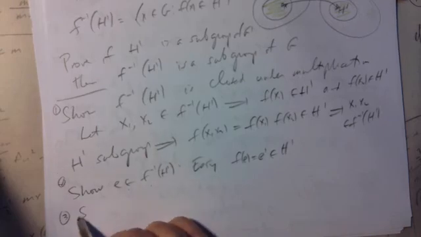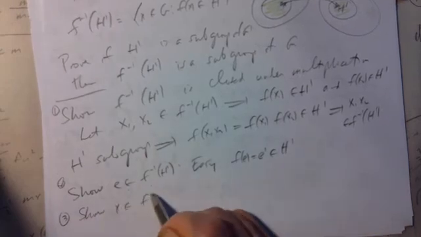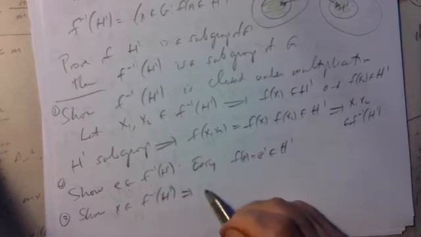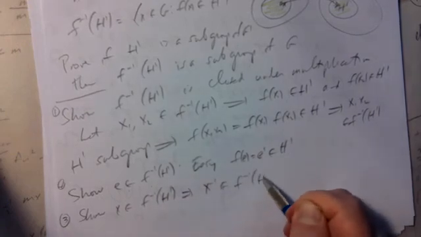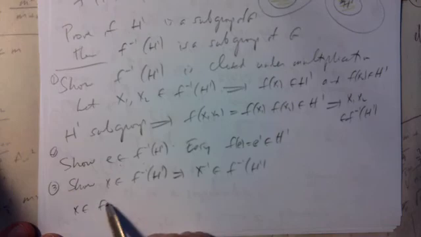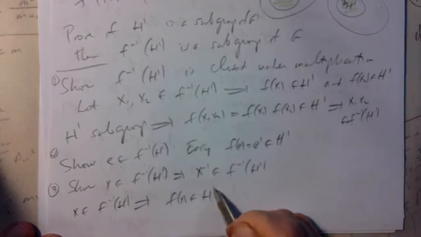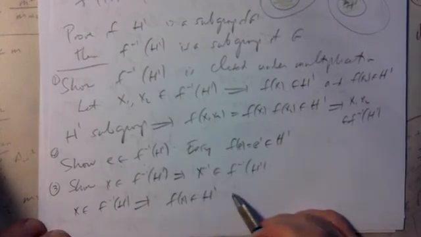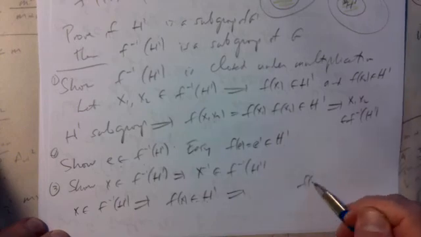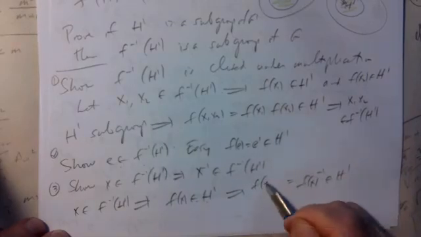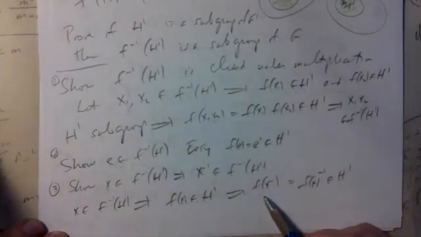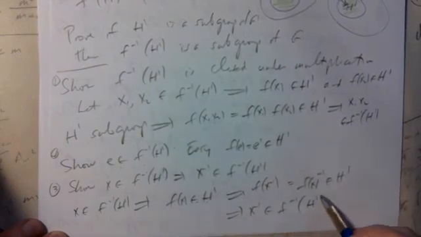And we want to show that x in f inverse of H prime implies x inverse is also in f inverse of H prime. Well, if x is in f inverse of H prime, that means f of x is in H prime. That's the definition. But this is a subgroup, so the inverse of f of x is in H prime. But the inverse of f of x is f of x inverse. So f of x inverse is in H prime. So x inverse is in f inverse of H prime.